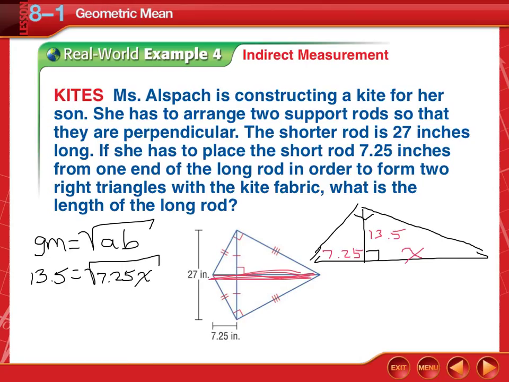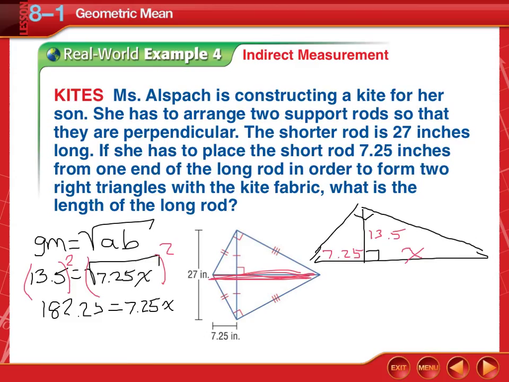So our unknown here, x, is underneath the radical, and I need to free that up. The inverse operation of a square root is a square. So I'm going to square this side, and if I do that on one side of the equal sign, I've got to do it on the other. So the square of 13 1/2 is 182 1/4. And the square of the square root of 7 1/4x would be just 7 1/4x, because these are inverse operations of each other, so they undo each other.